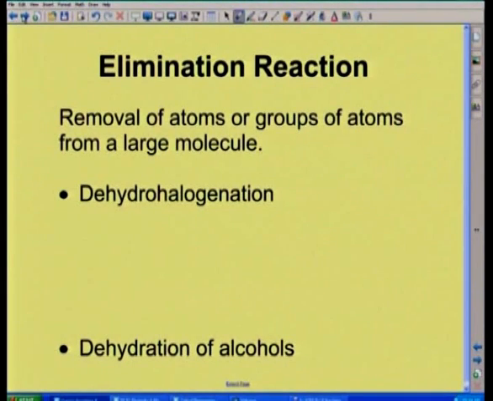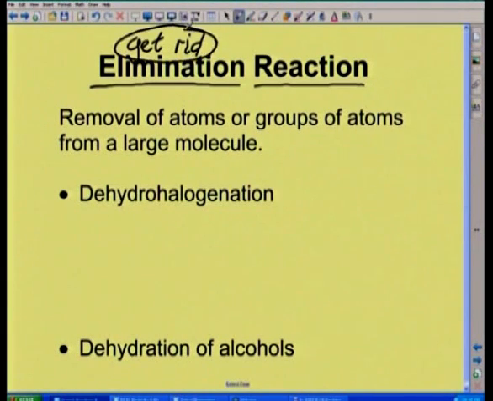Let's now look at elimination reaction. Now, elimination. When you eliminate something, you get rid of that thing. Okay, you get rid of this thing. You remove it. So this type of reaction is a removal of atoms or groups of atoms from large molecules. So you are removing what was there already. And you're not replacing it with any other thing, you're just removing it.